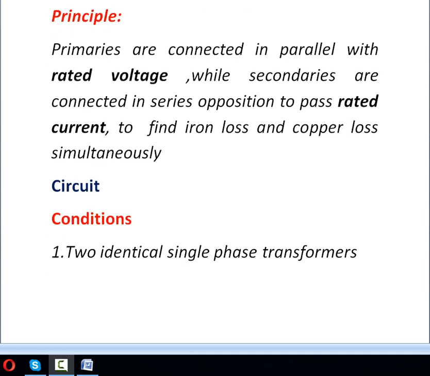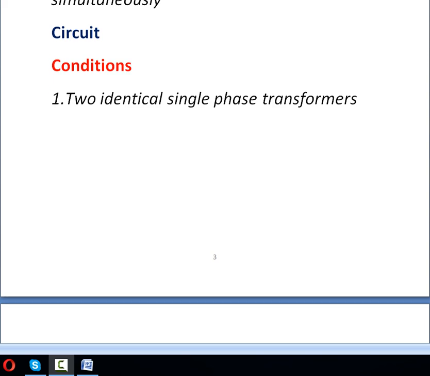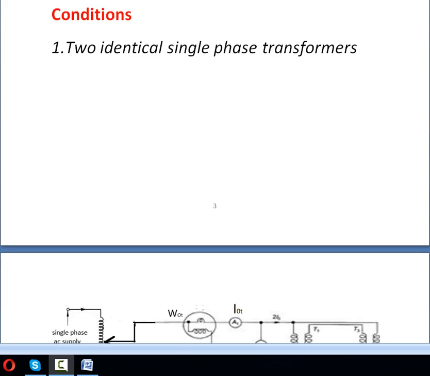Next, principle. Primaries are connected in parallel with rated voltage, while secondaries are connected in series opposition to pass rated current and to find the iron loss and copper loss simultaneously. Circuit and conditions: we require here two identical single-phase transformers.